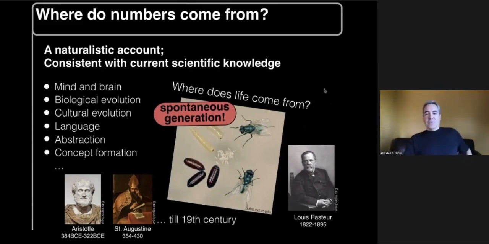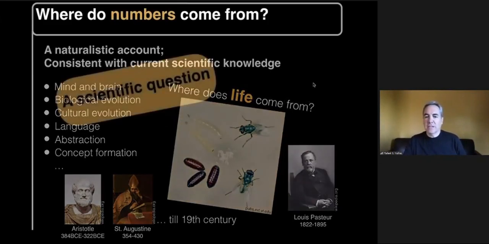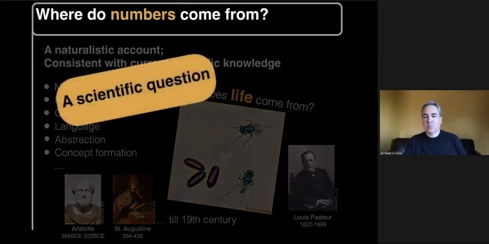So the question I want to raise here is that if we take the question of where does life come from, or where do numbers come from, I want to propose that these can be addressed as a scientific question, not just through purely philosophical or axiomatic or set theoretical definitions. We need to update our discourse on how we approach this question.